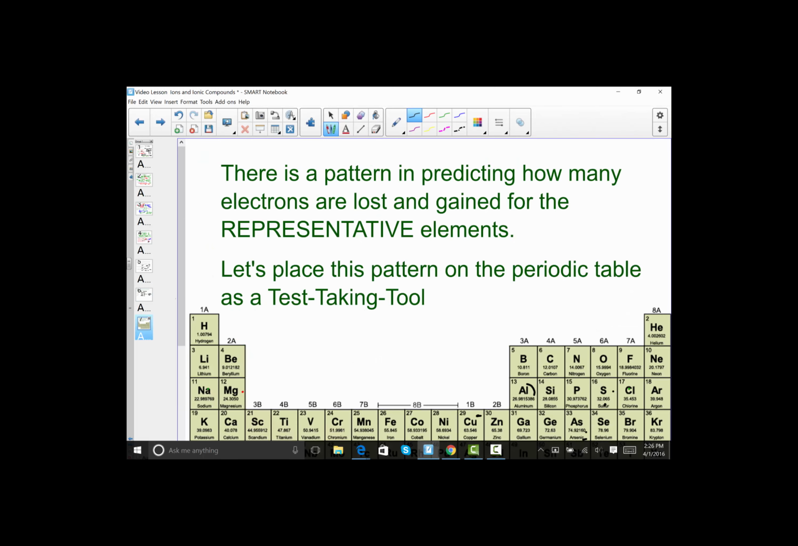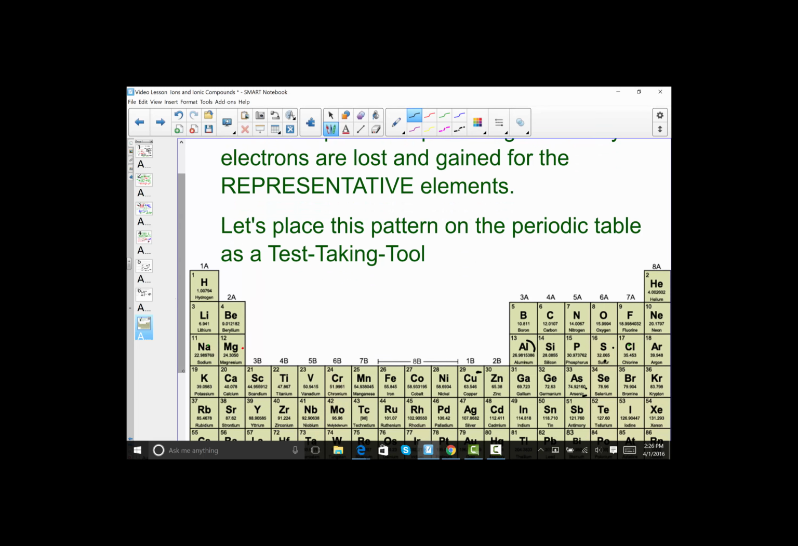Perhaps you've noticed there is a very specific pattern in predicting how many electrons are lost or gained for the representative elements. I'd like you to take your periodic table out. Maybe you have it out already, but we're going to write on it. What we're going to do is create your test-taking tool periodic table. Every time I add additional notes, I'd like you to do that.